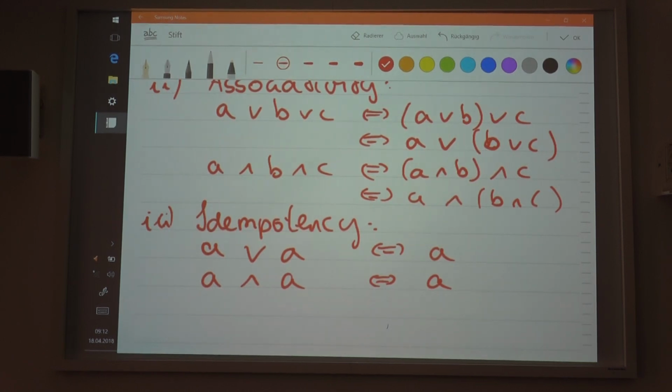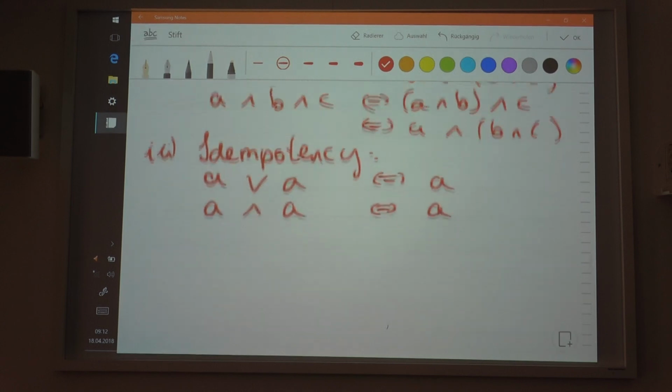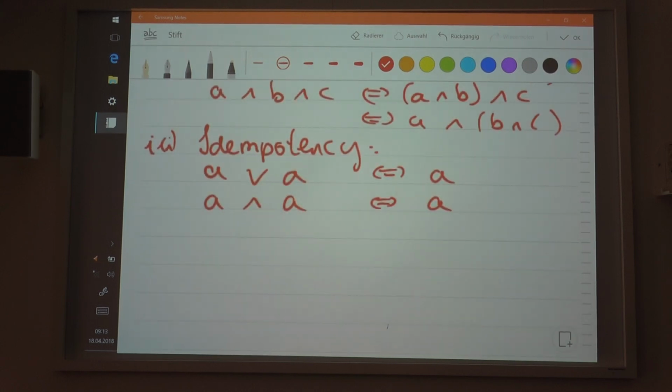This is something that you don't have, for instance, for the multiplication, right? Because the multiplication is not idempotent. For instance, 5 times 5 is not equal to 5. Sometimes it works: 1 times 1 equals 1. But in general, it doesn't work. So you say that the multiplication is not idempotent, but the conjunction is, and the disjunction as well. I hope this is clear, and you need to be aware of this. I'm going to continue here, guys.